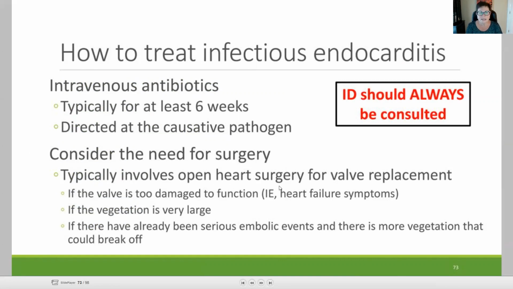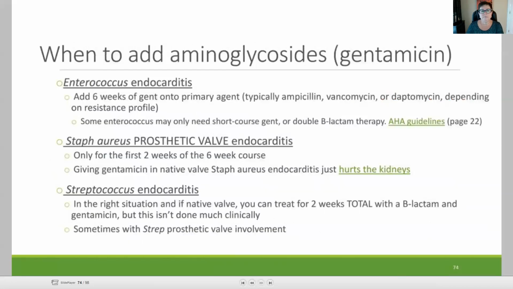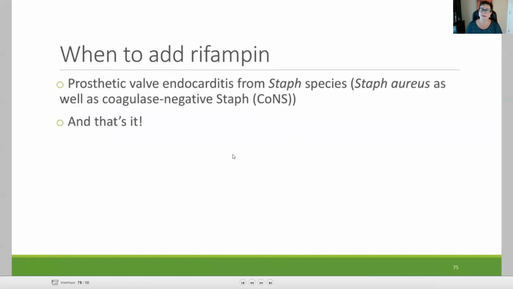And so intravenous antibiotics, typically for at least 6 weeks, and they're directed at the particular pathogen. Like I said earlier, about 50% of these patients may need surgery and will need a valve replacement. When do we add gentamicin? I'm going to skip over this, but I will spend just a second on this. When do we add rifampin?